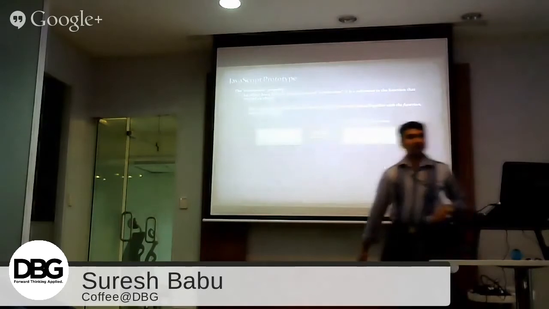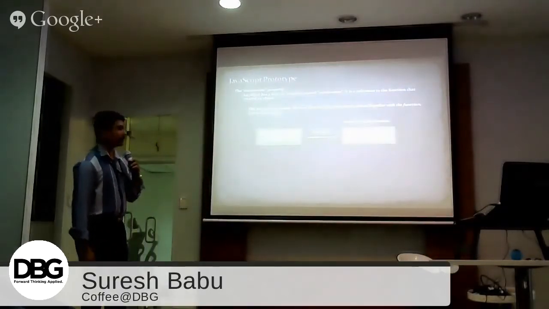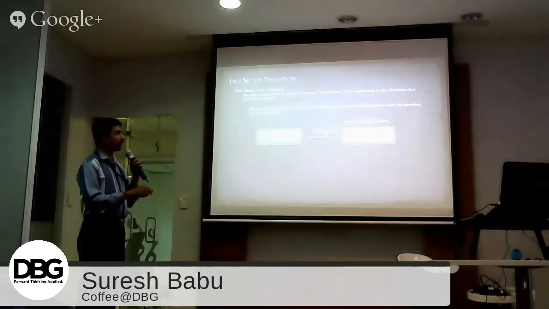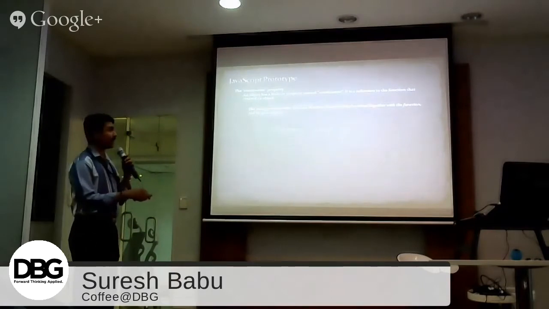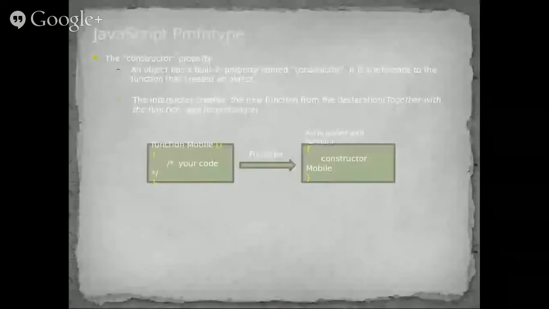So we use that to see the structure. When we declare a function like this, internally it will have a prototype, and actually the prototype is an object. It contains a constructor and the prototype of the native object also.